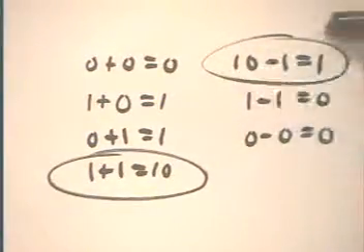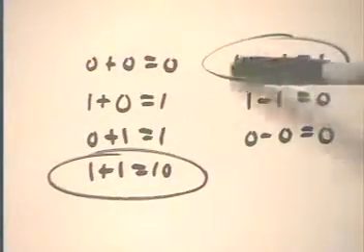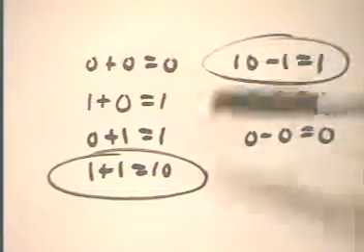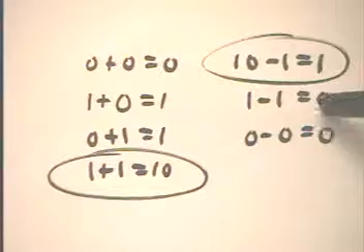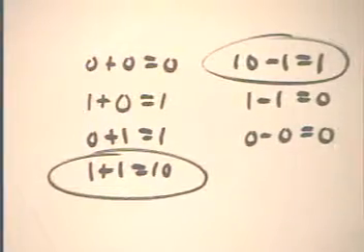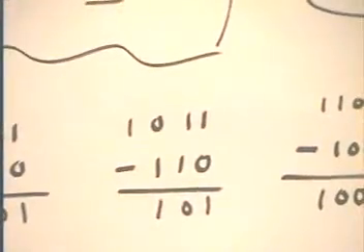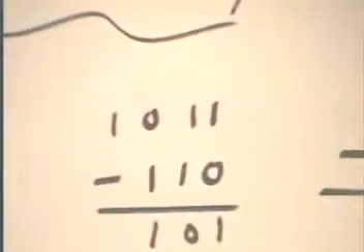So we've got this little surprise for binary arithmetic, okay? And then 1 minus 1 is 0, 0 minus 0 is 0. And of course 1 minus 0 is 1, which I haven't written down here. Keeping those facts in mind, let's do a couple of subtractions, okay?